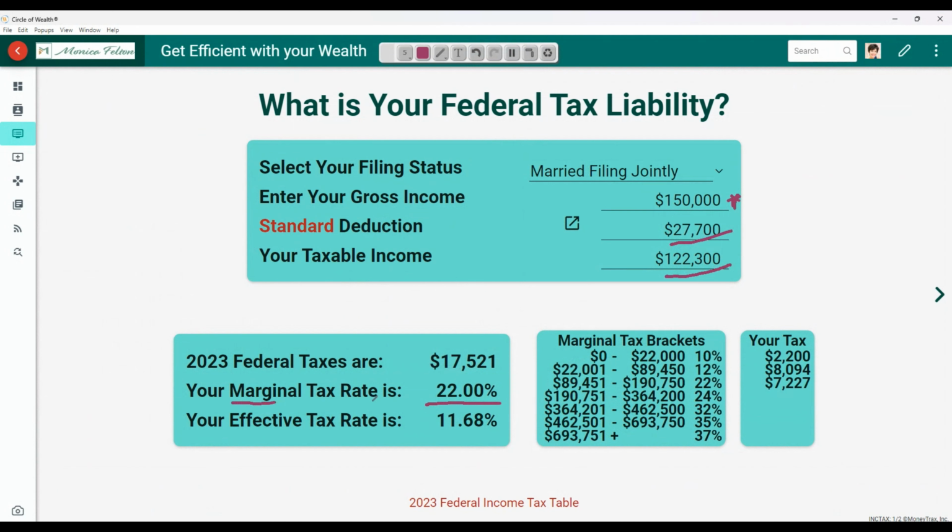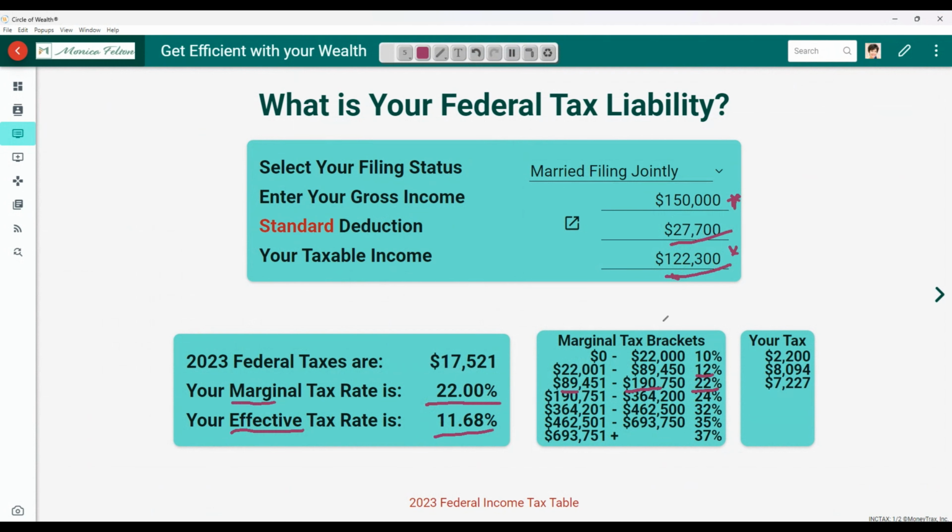22% marginal tax bracket. And what that means is that every dollar I earn over $89,000 up to $122,000, this number right here, I'm giving 22%. But then every dollar from 22,000 up to 89,000, the government's only taking 12%. So that's how we get to the effective tax rate of only 11% or 11.7%.